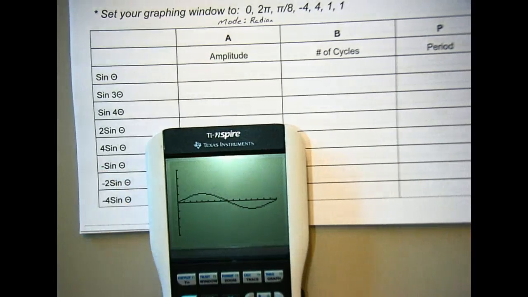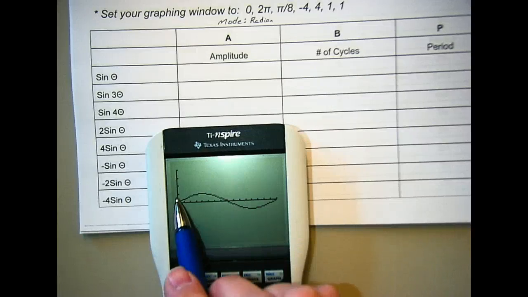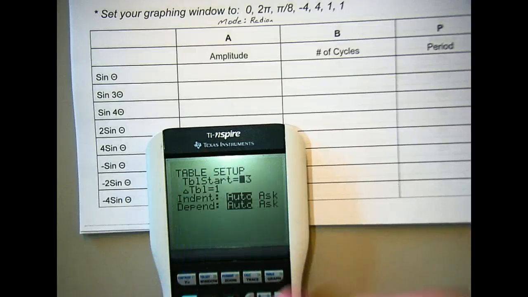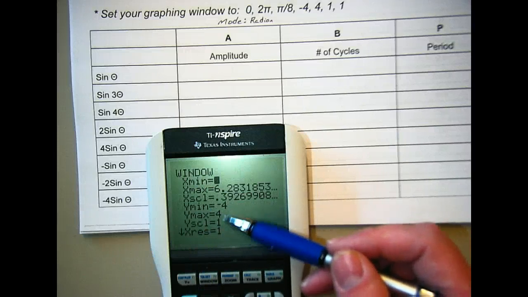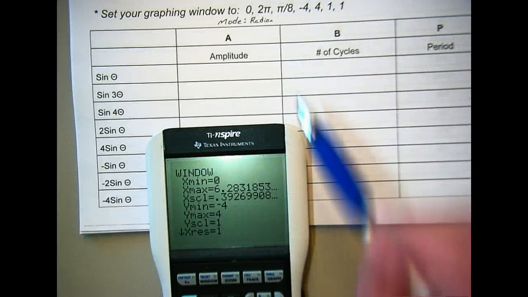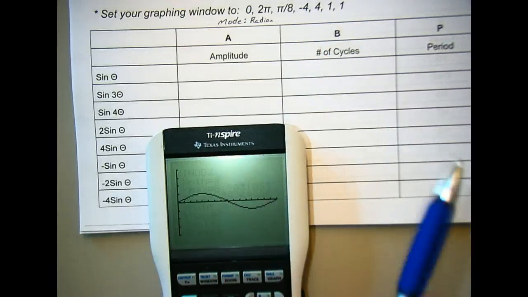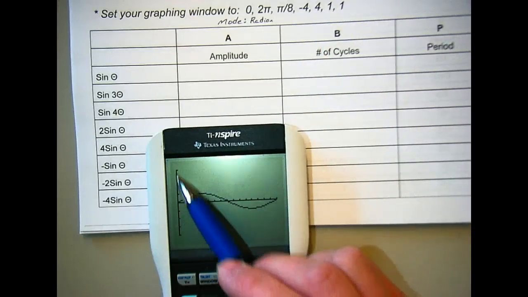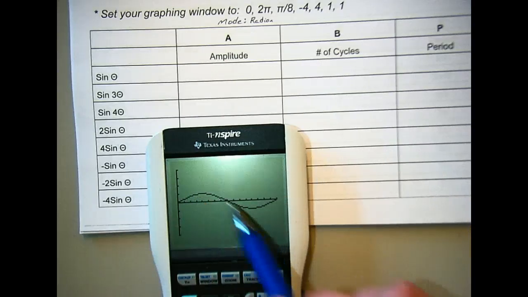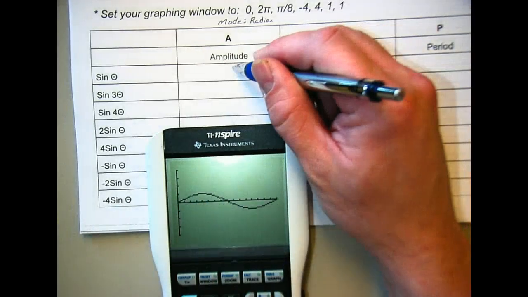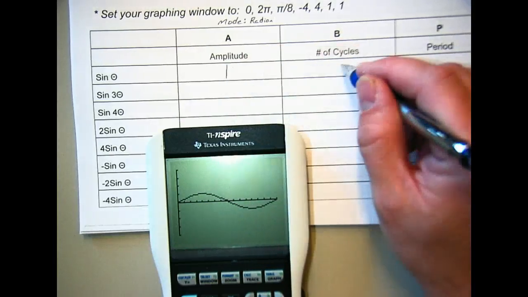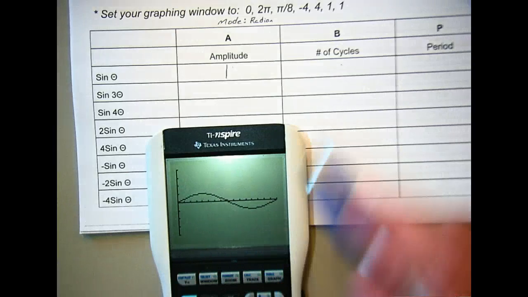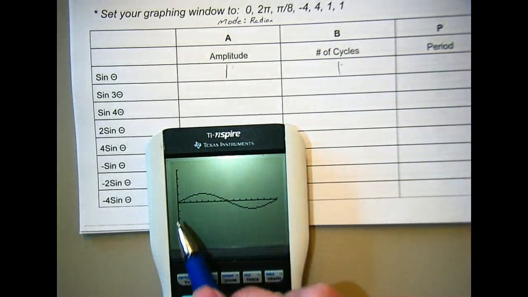What is our amplitude on this one? It's hard to tell. You guys remember when we just went through and set our window? We need to know what our y max and min are. We had 4 and -4, so we need to know what these values meant up here. Going back to our graph, it looks like we're going up by 1 on the y-axis. So we went from 1 to -1, so our amplitude is 1. It's half of the distance from max to min. Number of cycles, how many times? 1 cycle. And the period, the length of 1 cycle is?